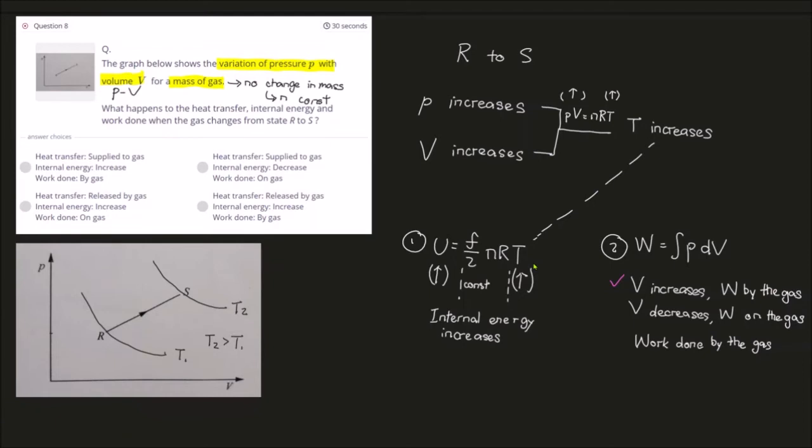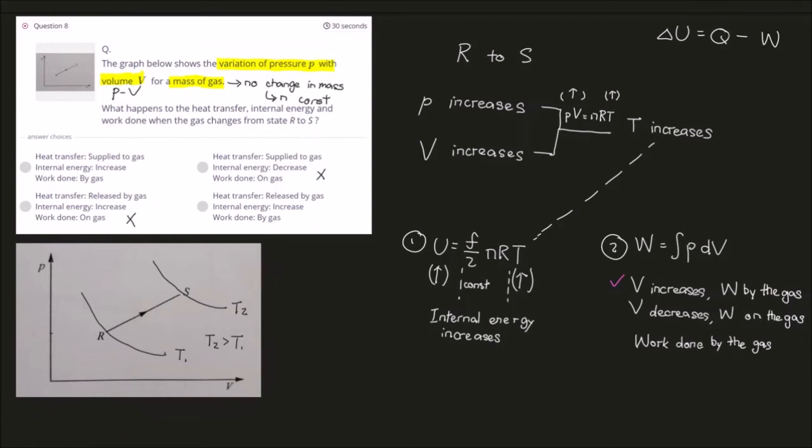So you know its internal energy increases, and work done is by the gas. You can successfully eliminate what? This one is on gas, you can eliminate. This one is on gas, you can eliminate. So now you are left with whether it's heat transfer released by gas or supplied by gas. To know that, you have to relate internal energy, work done, and heat. So you know the formula will be the first law of thermodynamics.